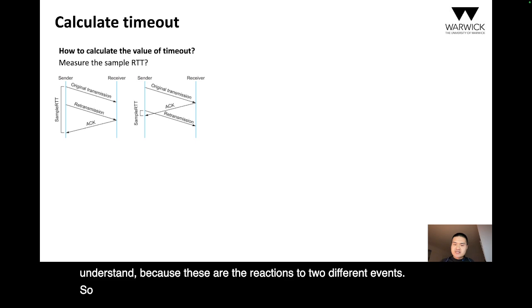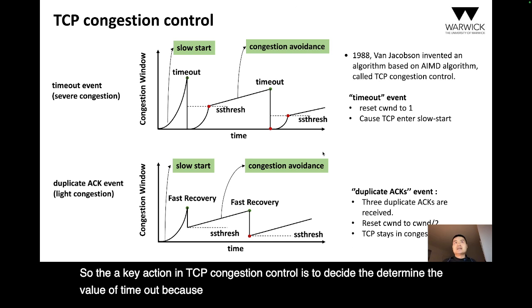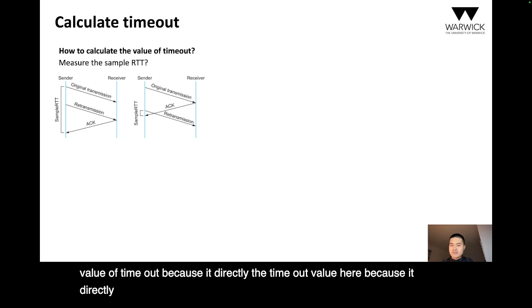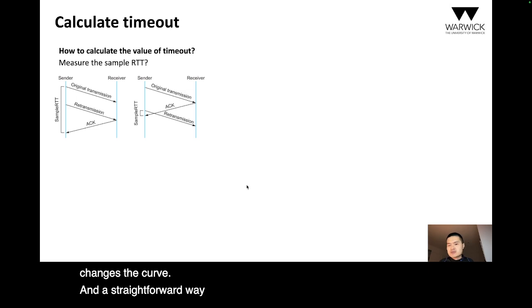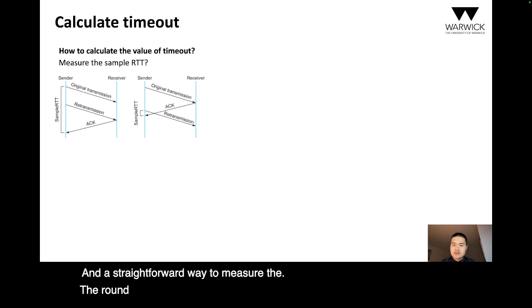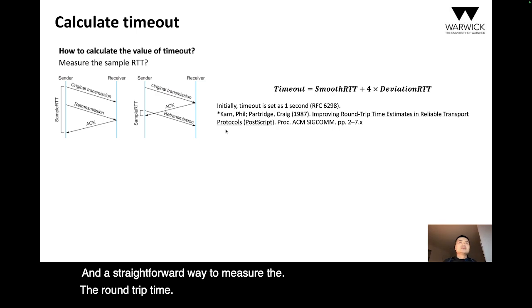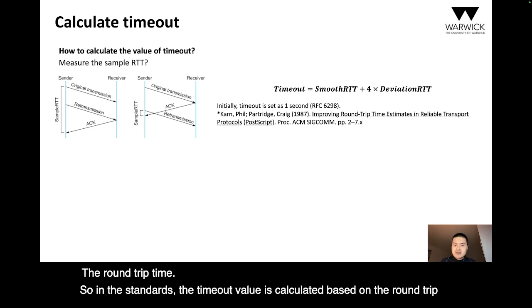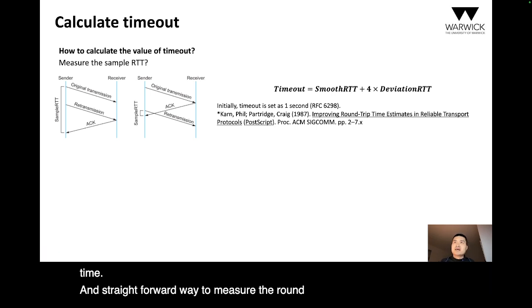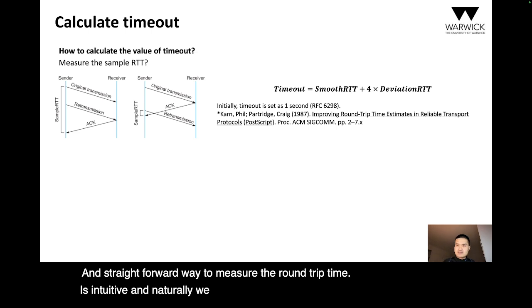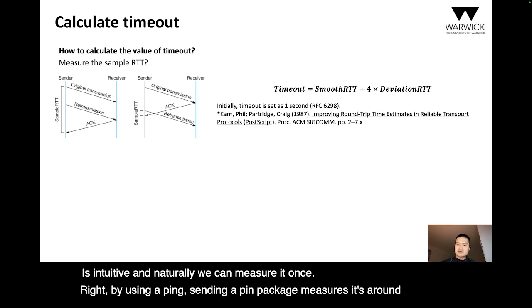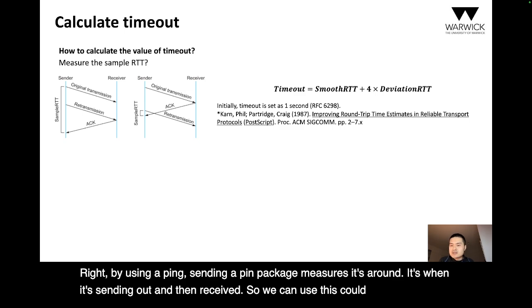A key action in TCP congestion control is to determine the value of the timeout, because the timeout value directly changes the curve. In the standards, the timeout value is calculated based on the round trip time. A straightforward way to measure the round trip time is, intuitively and naturally, to measure it once, by using a ping: sending a ping packet and measuring when it is sent out and received. We can use this as a clue for the round trip time.